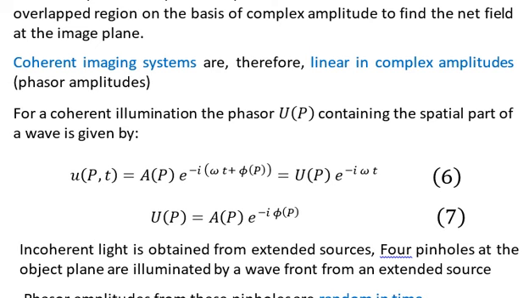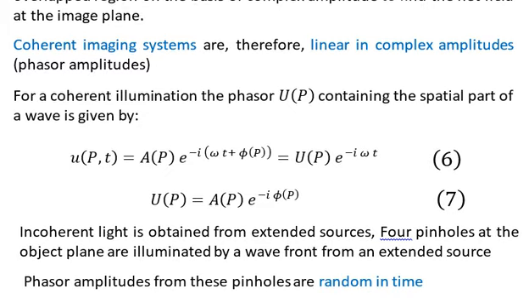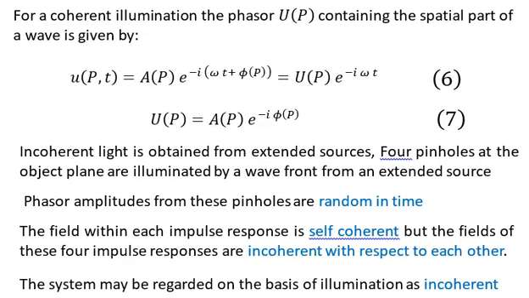For a coherent illumination, the phasor, which we denote as U of p, containing the spatial part of the wave, is given in equations 6 and 7. Here the small u represents the beam, and such beams are represented by small letters. For example, we have used small u as a function of position and time, that is u of p comma t, equal to a of p, the position dependent amplitude, into e to the power minus i omega t plus phi. That can be written as U of p into e to the power minus i omega t.